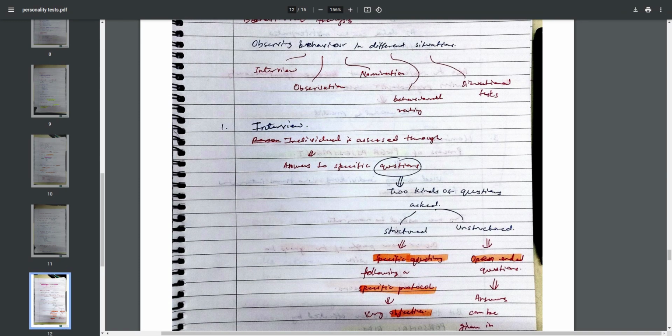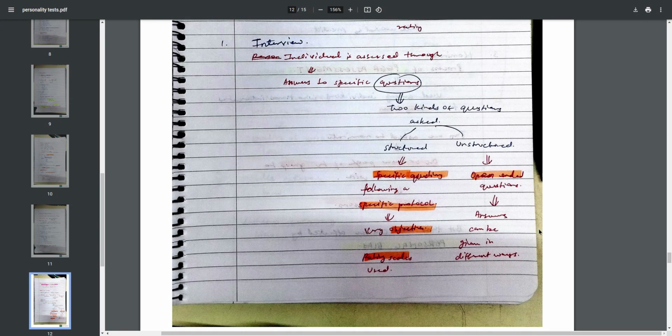In interview, the individual is assessed through answers to specific questions. This occurs mostly in corporate situations, and to get application to a college, admission in a college, to work somewhere. So there are two kinds of questions asked. One is structured and one is unstructured. Structured are a specific set of questions involving a specific protocol. It is asked in a specific way, and they are very objective. They have a factual right or wrong answer, and rating scales are also used in this.